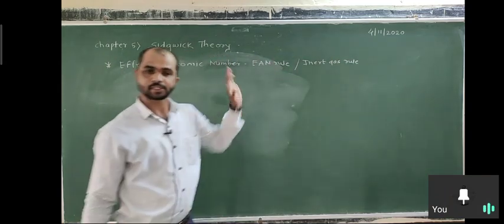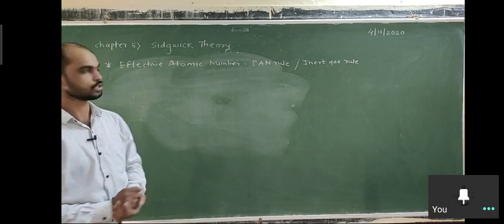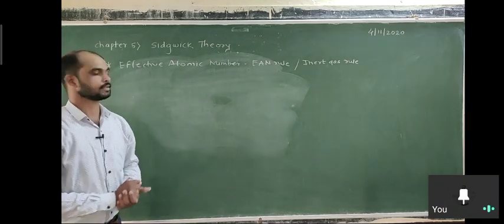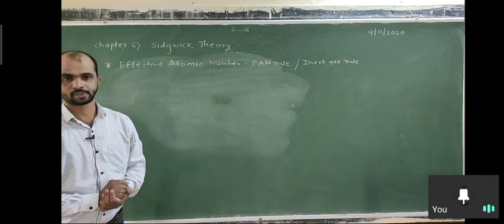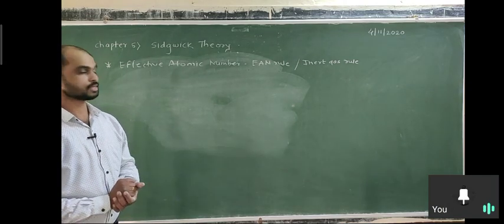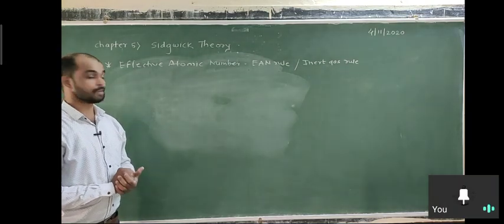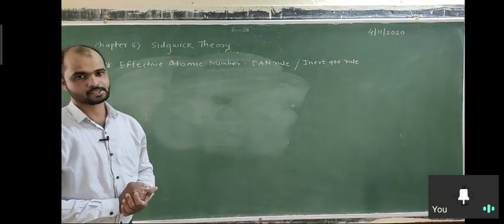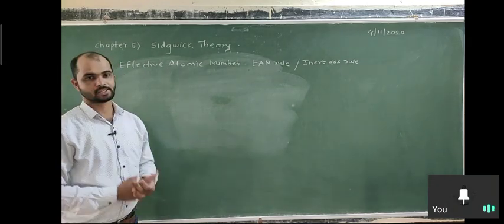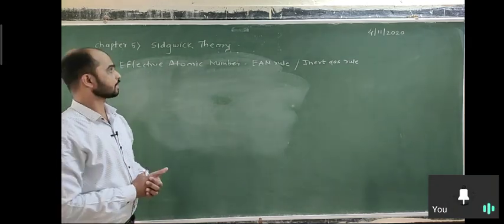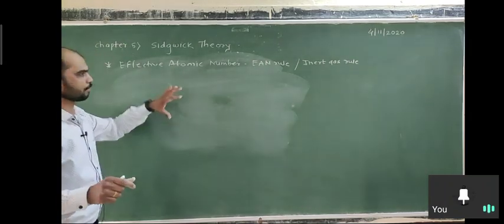According to this rule, complexes are stable or not. Sidgwick predicted that complexes which obey this rule are more stable. There are some limitations, but the theory was proposed and it is applicable to some complexes. Some complexes are well explained by Sidgwick theory; their stability is explained by it. We are going to discuss this here. What is the effective atomic number?